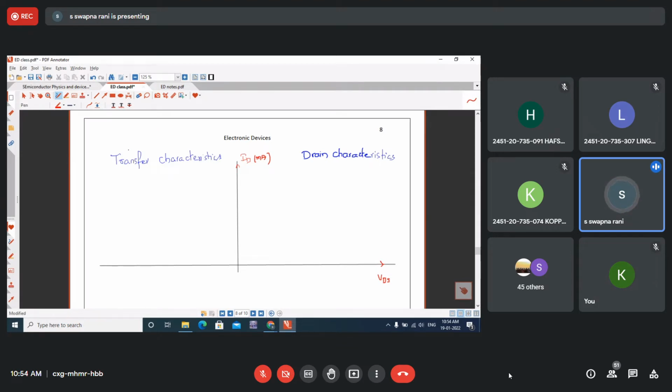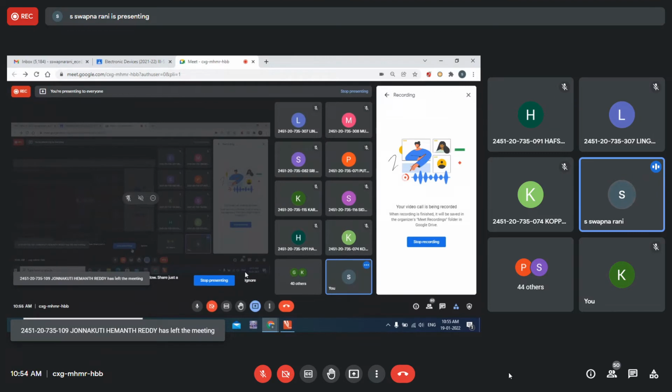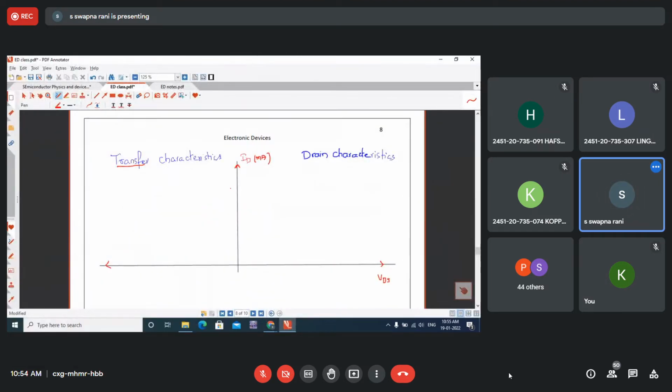And if you remember, whenever we use the term transfer, it is used for the characteristics plotted between the input quantity and output quantity. So here the y-axis is output current. Now what will be the x-axis? If one is the output quantity and the other is the input quantity, then the curve is called transfer. So the y-axis is drain current. Now what will be the x-axis for the transfer curve? Drain current and drain voltage give the drain characteristics. Drain current is the output current, and the x-axis must be the input voltage.